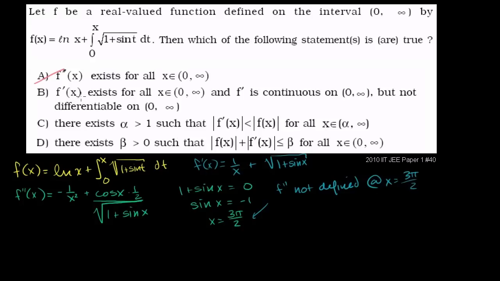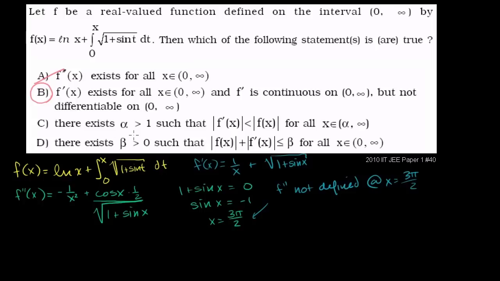We just saw that f prime of x is not differentiable at 3 pi over 2. So everything in this is true. It's not differentiable there because the second derivative is not defined at 3 pi over 2. Let's do part C now.